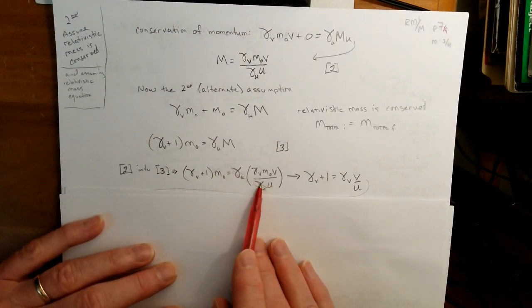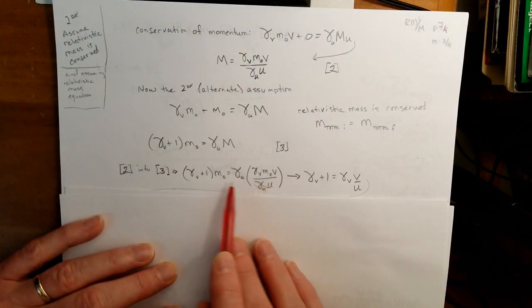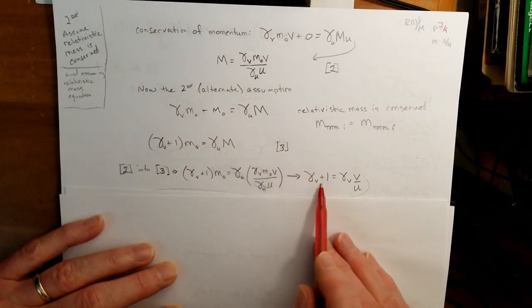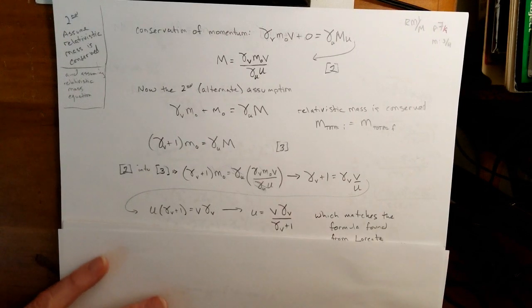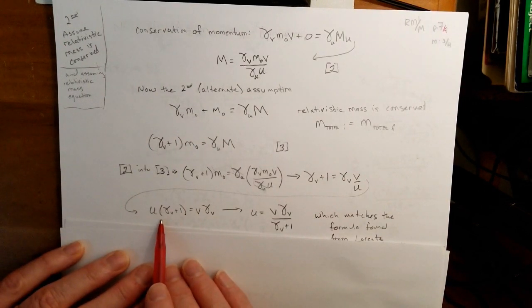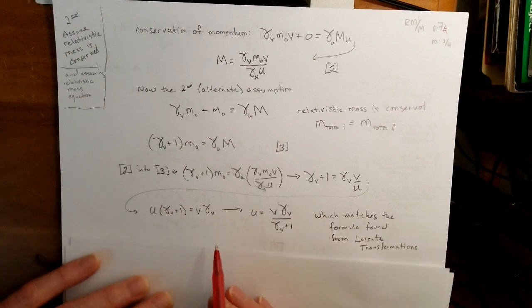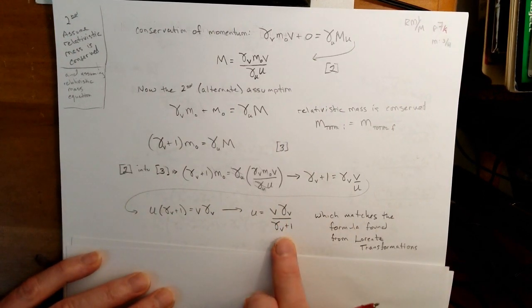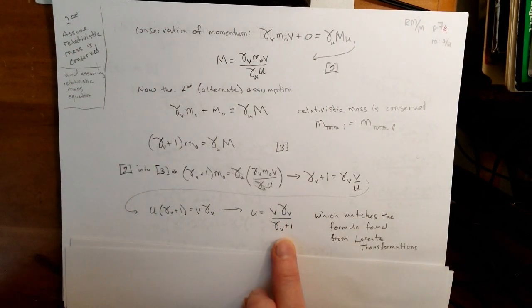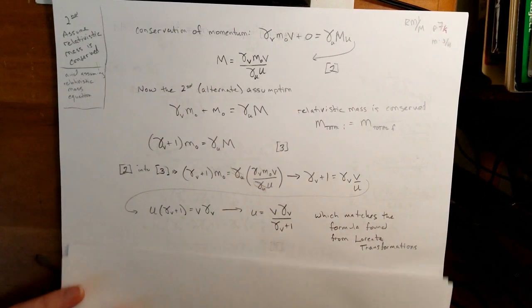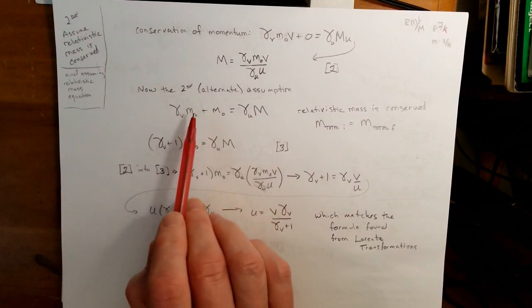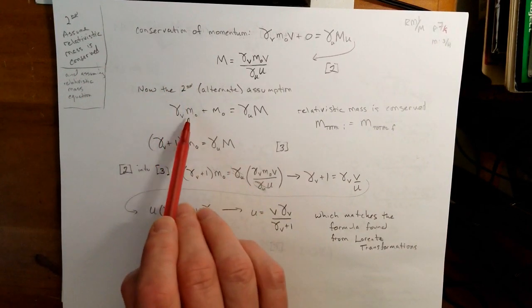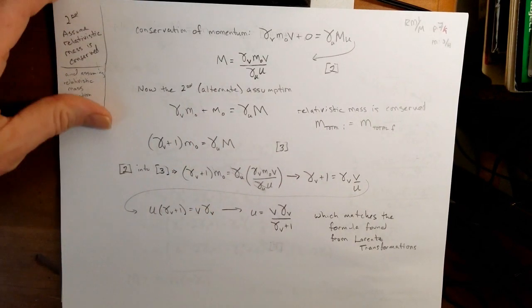We cancel out gamma sub u and m sub naught, and we end up with gamma sub v plus 1 is equal to gamma sub v over u, which ultimately, multiplying by u, we get this, and then solving for u, we get this formula right here, which is the same thing we got with the Lorentz transformations. So from that, it seems valid of our assumption that the relativistic mass is conserved, not the rest mass.